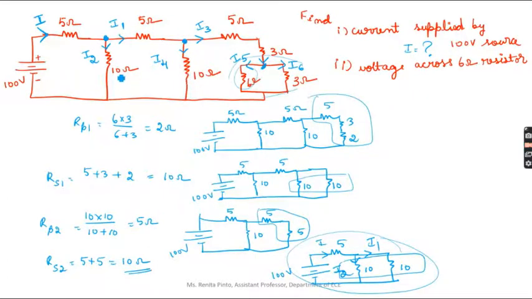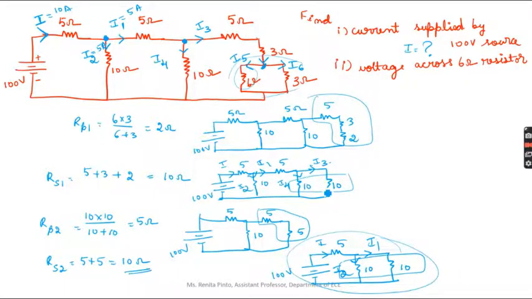Correct? Now I have to find out what I3 and I4 are. I have found that the main current is 10 amps, I1 is 5 amps and I2 is 5 amps. Okay. So next I have to find out I3 and I4. Which circuit is this? So this one was I2, I1, this is I4 and I3.